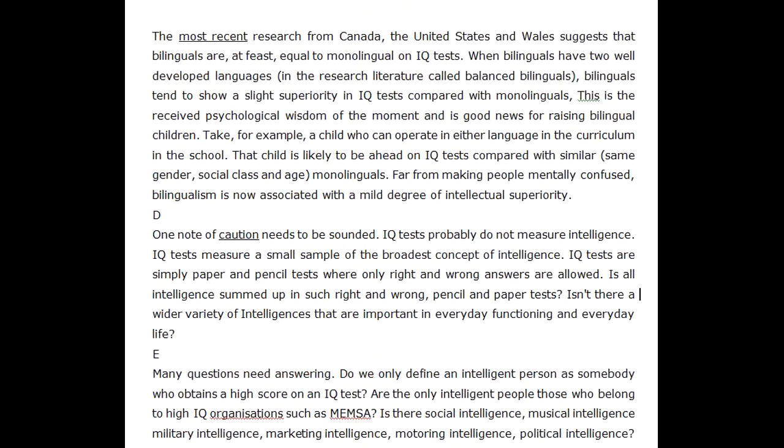Let me read further. IQ tests probably do not measure intelligence. IQ tests measure a small sample of the broadest concept of intelligence. IQ tests are simply paper and pencil tests where only right and wrong answers are allowed. So all are saying this is inadequate. Is all intelligence summed up in such right and wrong, pencil and paper tests? Isn't there a wider variety of intelligences that are important, right? So that's the answer. We got the answer.